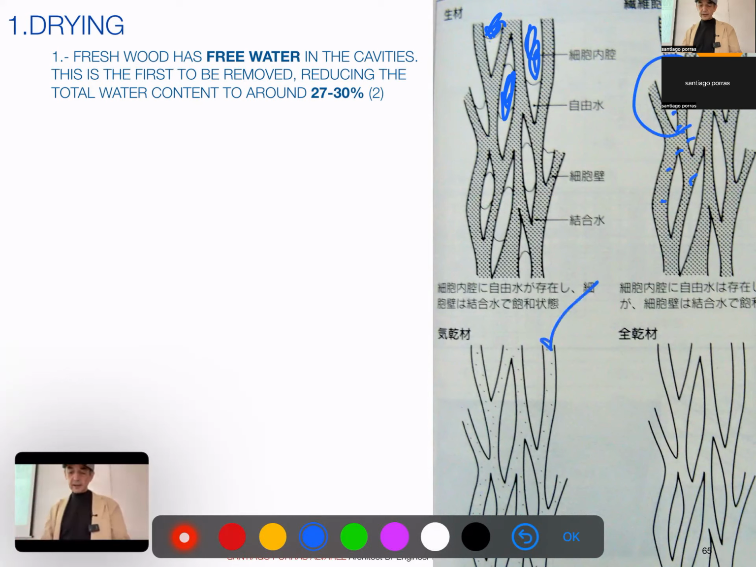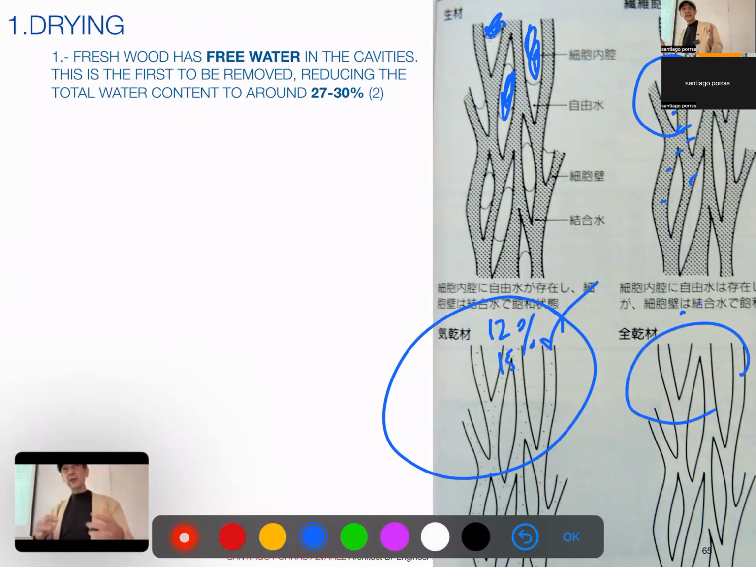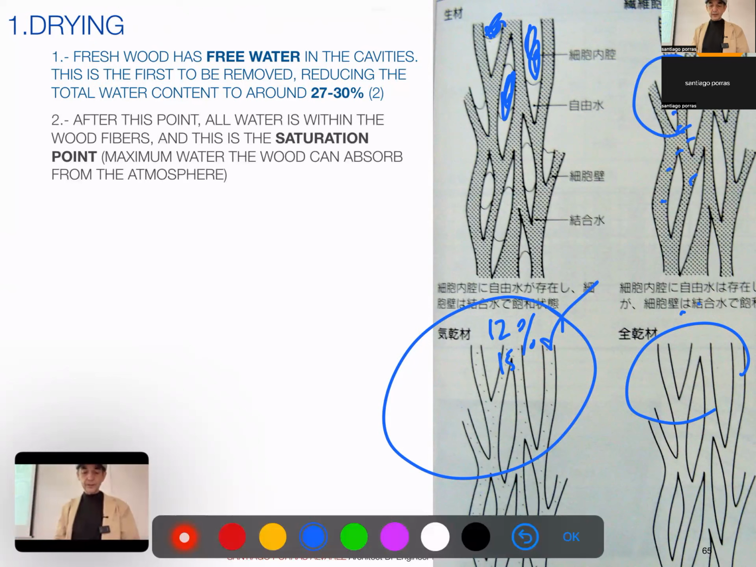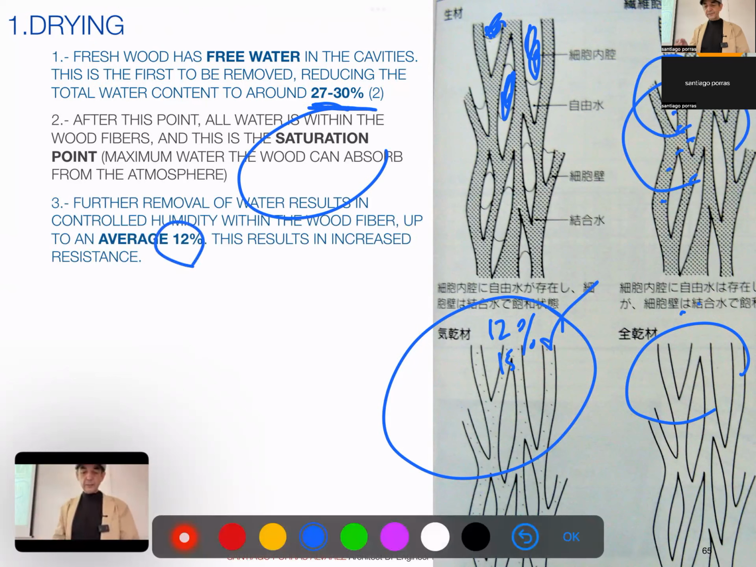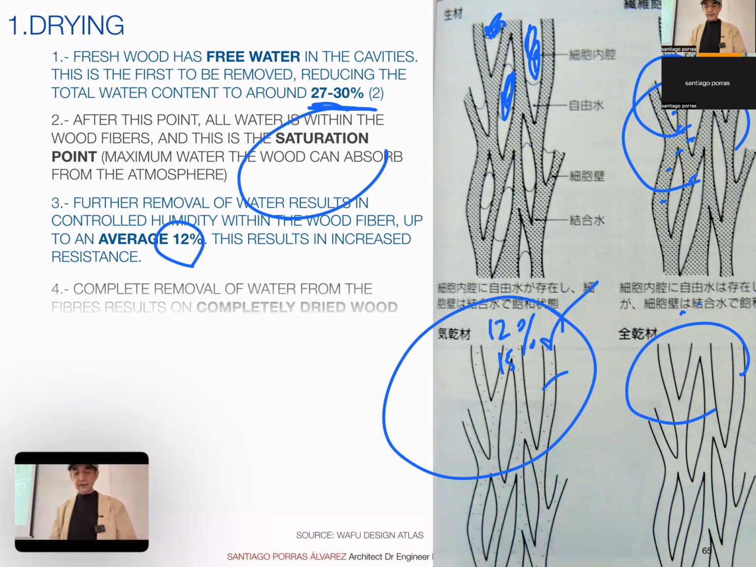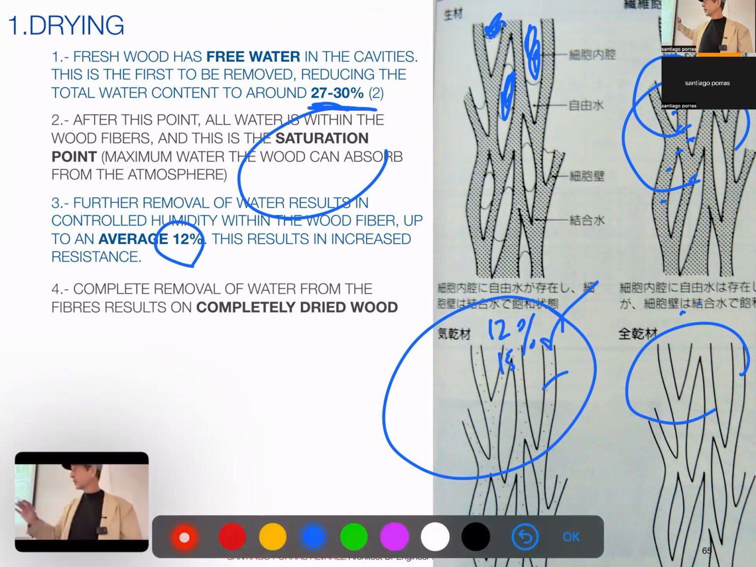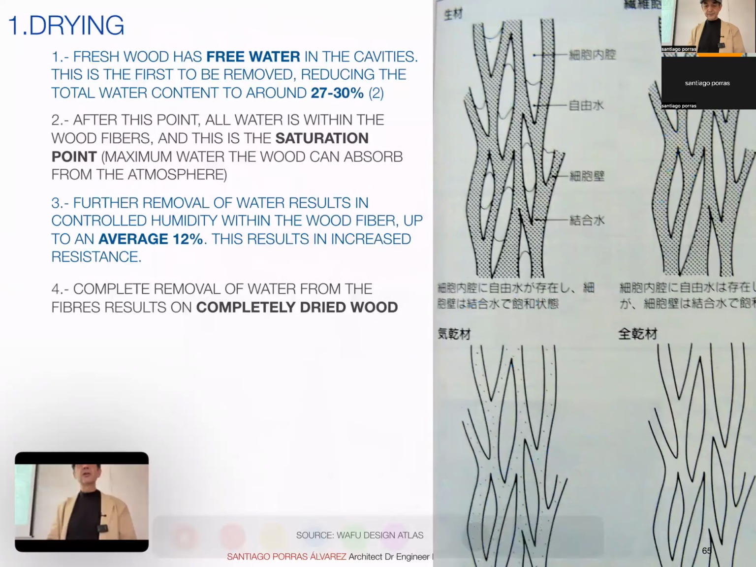And then we have the properly dried timber, which is about 12 to 15%, right? And then super dry timber, which almost does not exist. Even if you dry it, it will absorb humidity from the atmosphere. So there's no way to do that. So the saturation point, as we said, is 27, 30%, which is what you have in the second image. In general, we try to go down to about 12%, which you consider ideal, right? And as we said, completely dried wood happens only in the laboratory.